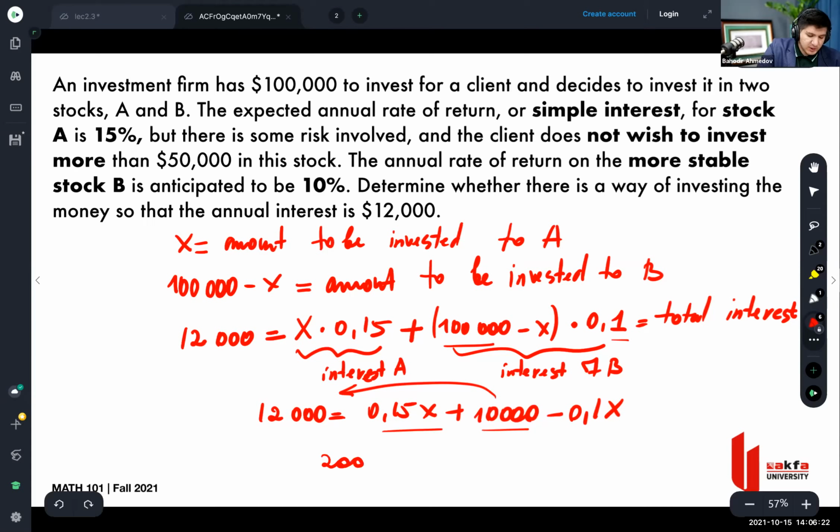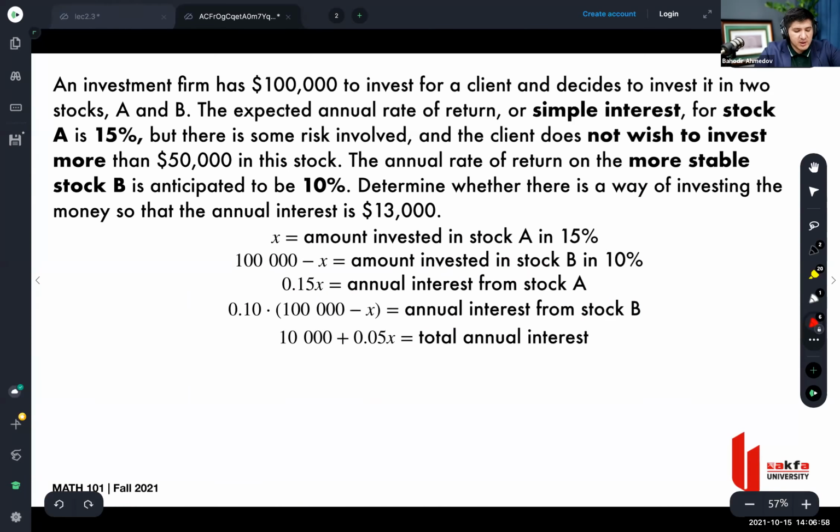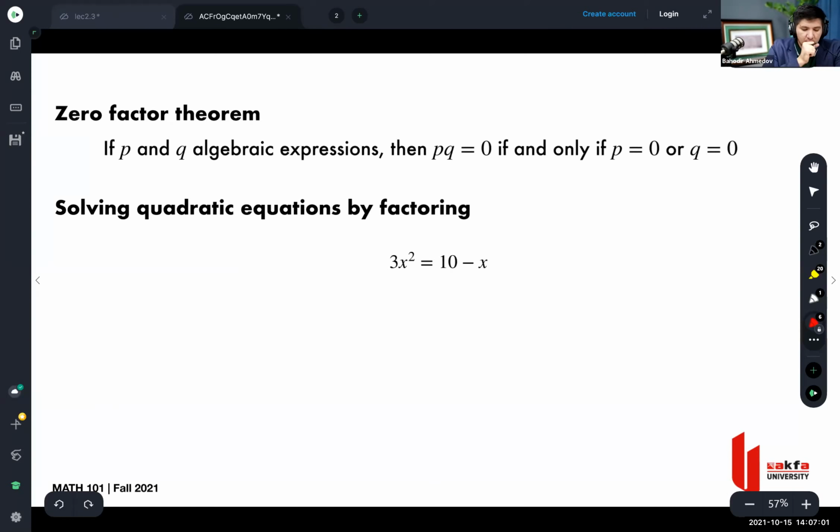So it's going to be 2,000 is equal to 0.05x. Okay. And if you just divide both sides by 0.05, on the left-hand side you will have 40,000, and on the right-hand side you're going to have x. Okay. So 40,000 should go to stock A, and consequently 60,000 should go to stock B. And in this case, the person is going to have a profit equal to $12,000. And this is how we make the equations and how we solve this kind of equations.